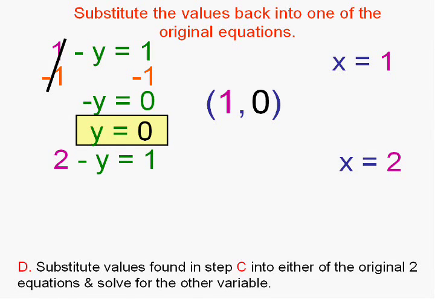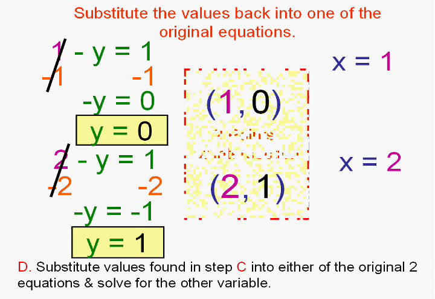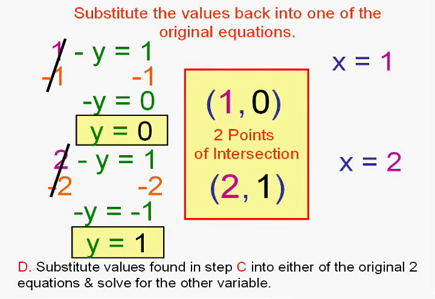If I put a 2 in for x and solve for y, let's see, subtract 2 from both sides and then divide by -1, I'll get y equals 1. So the other point will be x is 2 and y is 1. There are actually 2 points of intersection between this parabola and this line.